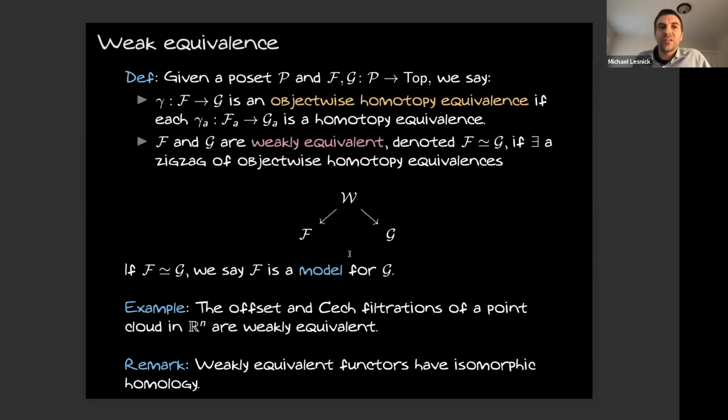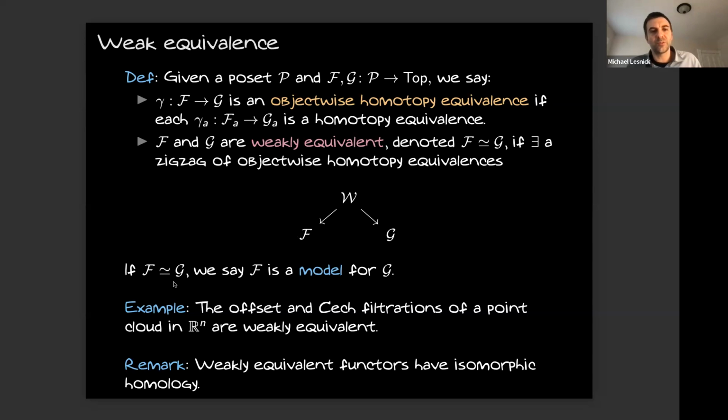We also need a notion of topological equivalence of bifiltrations, and fortunately there's a standard one in algebraic topology called weak equivalence. Given a poset P and functors F and G from P to Top, we say that a natural transformation gamma from F to G is an objectwise homotopy equivalence if each of its components is a homotopy equivalence. Now, this doesn't give you an equivalence relation, but it generates one. So we say F and G are weakly equivalent if there exists a zigzag of objectwise homotopy equivalences connecting F and G. In fact, it suffices to take that zigzag to have just one intermediate functor and to look like this. If F is weakly equivalent to G, then we say F is a model for G.